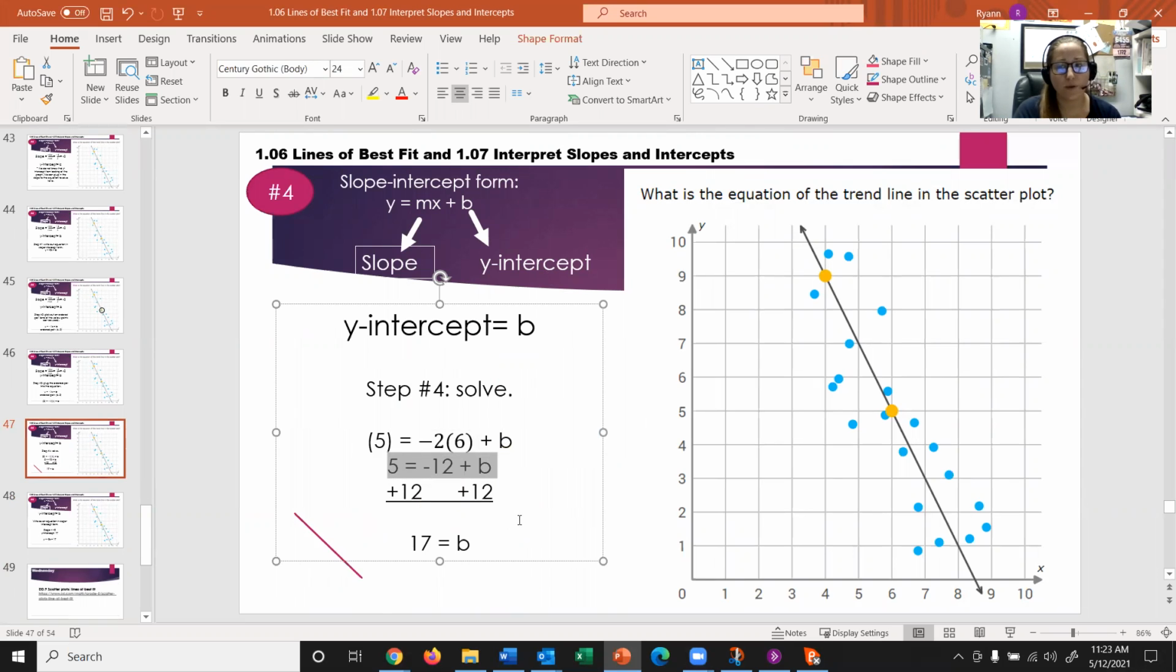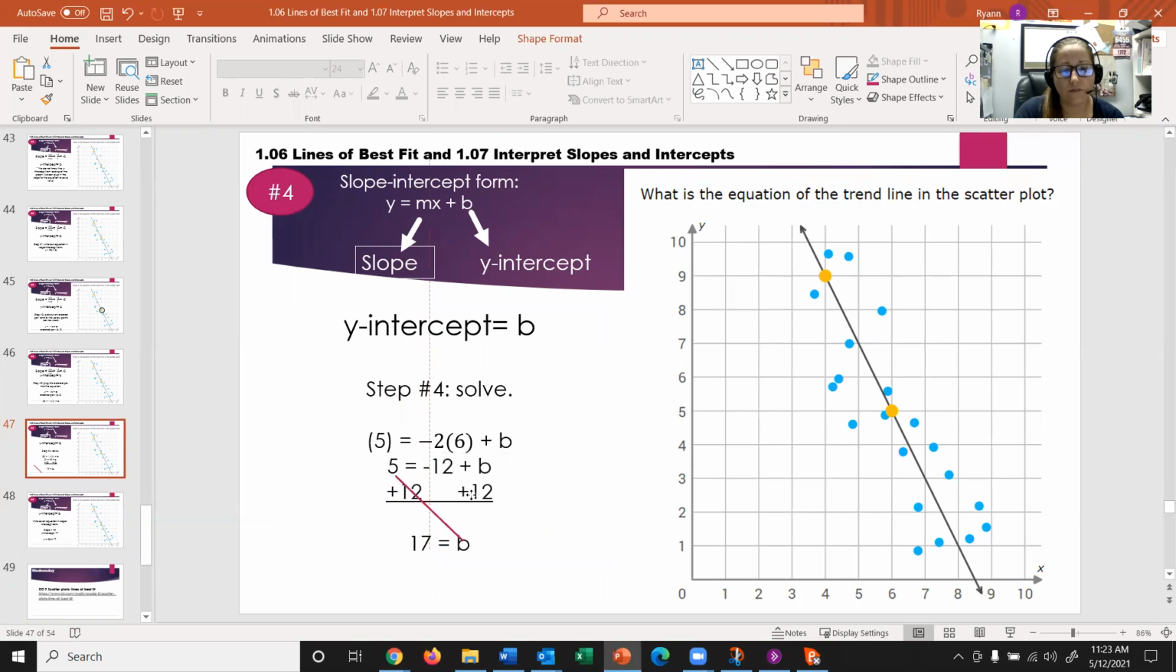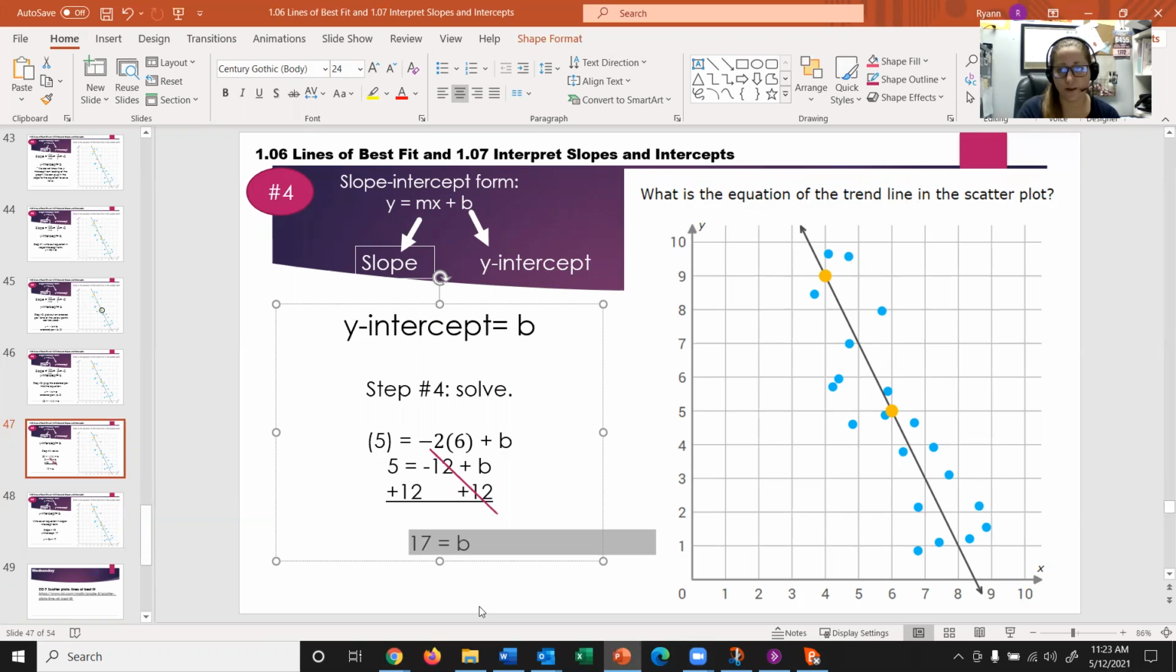And we have a one-step equation, so we have to do the inverse to get this variable of B by itself. And how we do that is we have a -12, so we're going to add 12 to both sides. -12 plus 12 is going to cancel here. And then 5 plus 12 is going to give us 17. So then we would say 17 is equal to B. Even though it's written backwards, it's still showing us that B is equal to 17.